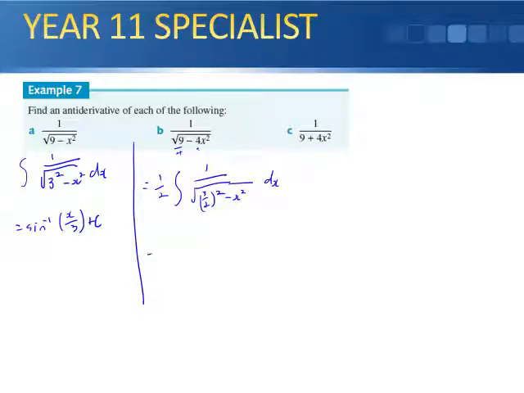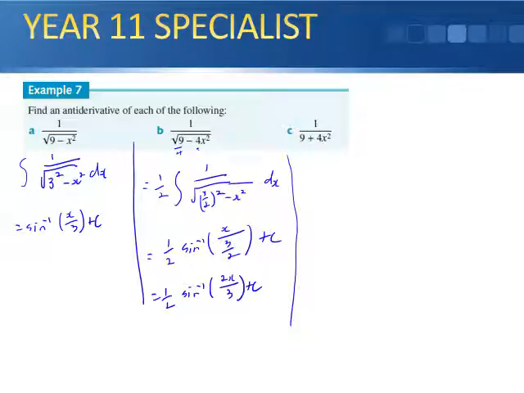And I better put my dx. So this becomes a half inverse sine of x divided by 3 on 2. And I have my plus c, which is just a half inverse sine of 2x over 3 plus c. I thought I'd better show you everything for this one here.